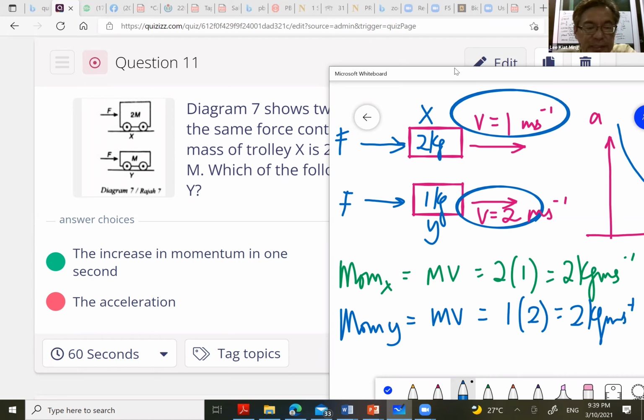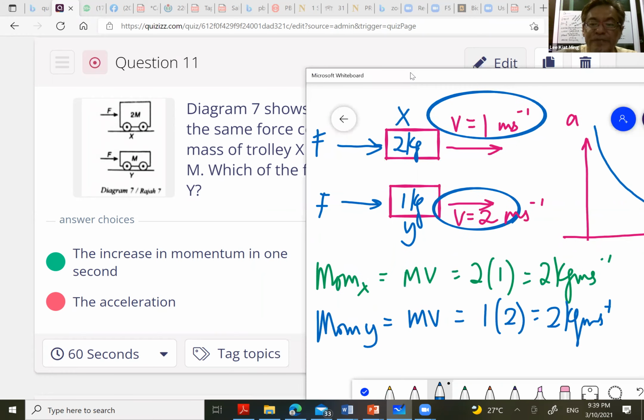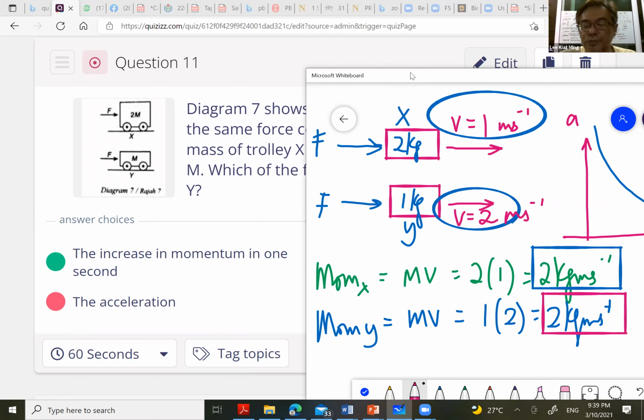That's why your answer is the first one, increase in momentum. Why do they say increase? Because at the beginning the objects are at rest, so the momentum is 0. But both of them will have the same value of momentum when applied with the same force. As a result, the answer will be the first one.